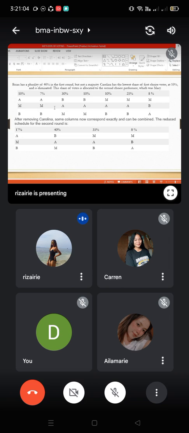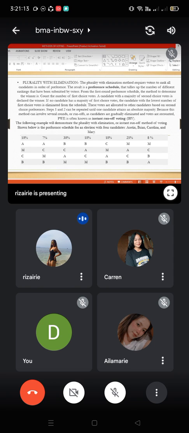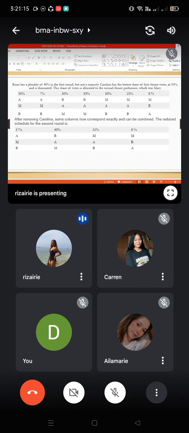This share of votes is allocated to the second choice preference, which was Mary. After removing Carolina, some columns now correspond exactly and can be combined. The reduced schedule for the second round is shown.